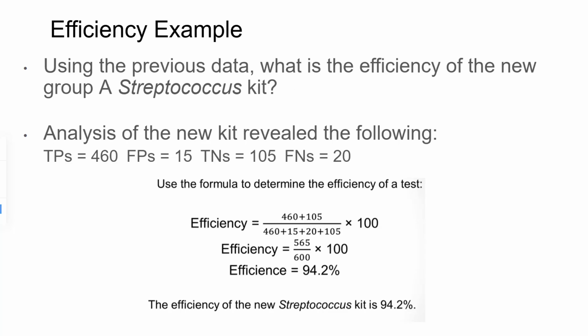So efficiency example. So using the previous data, what is the efficiency of the new Group A strep kit? The analysis of the new kit revealed the following. Use the formula, and we calculate efficiency to be 94.2%.